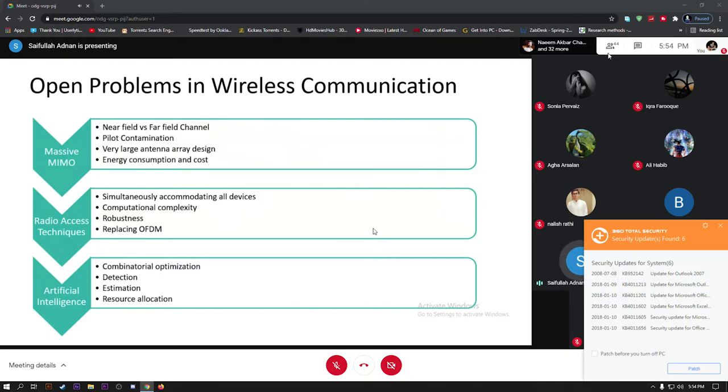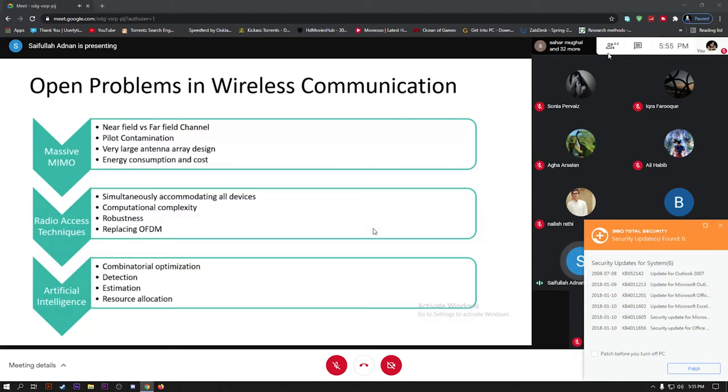Energy: if we use a massive number of antennas, for example, if one antenna consumes 2 milliwatt power, and if you use 100 antennas, the power will become 2 multiplied by 100, which is 200 milliwatt. The power is increasing. That's why the energy consumption will also increase. Increasing antennas also increases the cost, because one antenna costs some price. So this is also an important problem: how can we design a robust system that has low cost or that can consume very little energy.